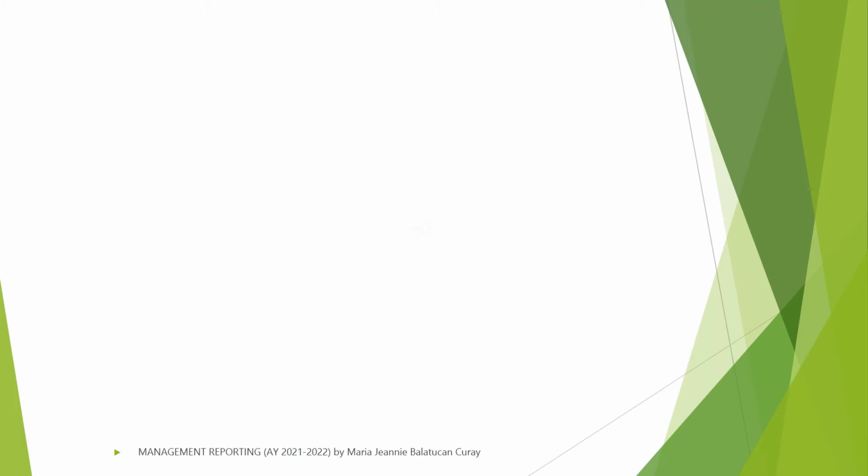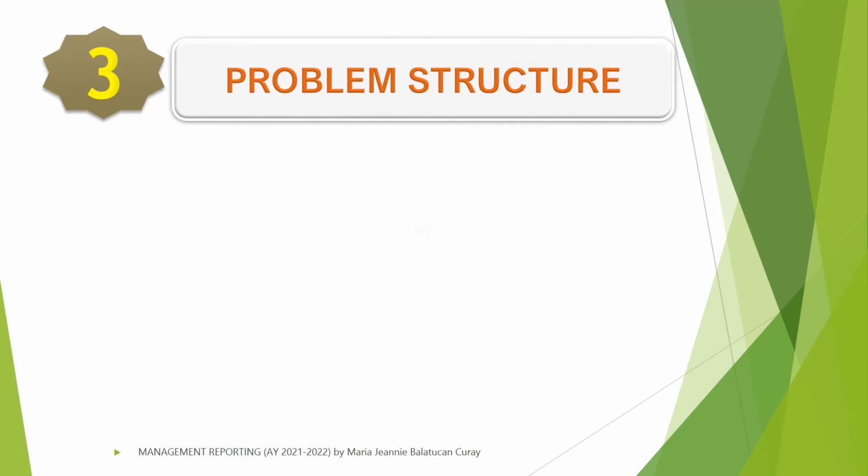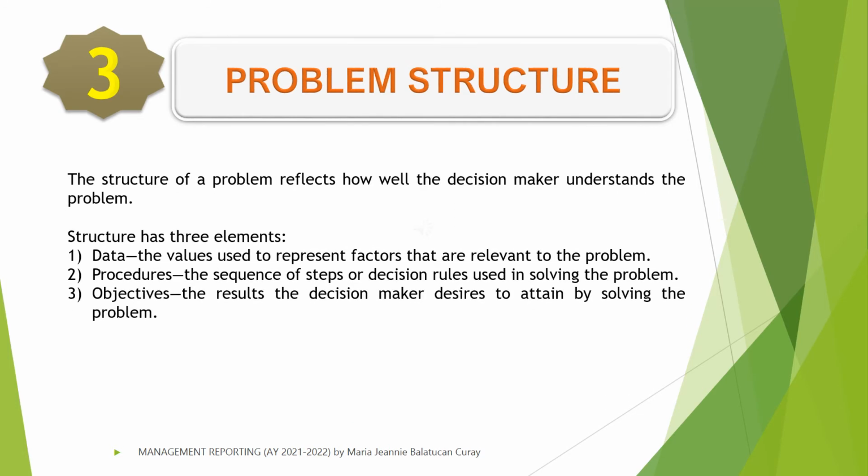So the third factor that influences MRS is the problem structure. So the structure of the problem reflects how well the decision maker understands the problem. A structure has 3 elements: the data, which is the values used to represent factors that are relevant to the problem. Second is the procedures, which are the sequence of steps or decision rules used in solving the problem. And third, objectives, which are the results the decision maker desires to attain by solving the problem.